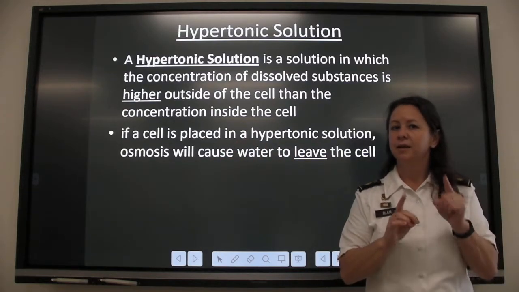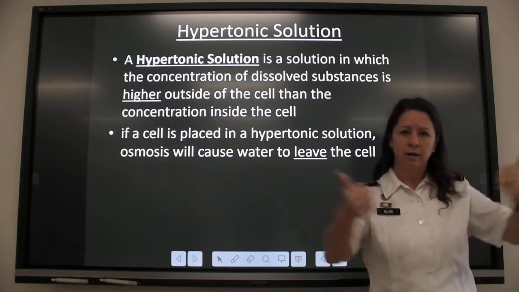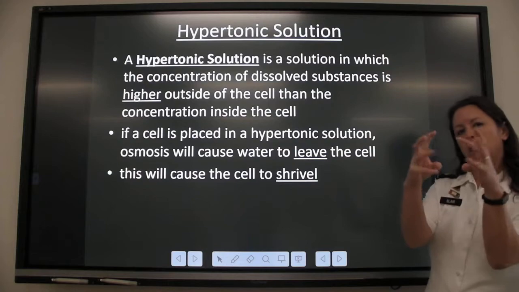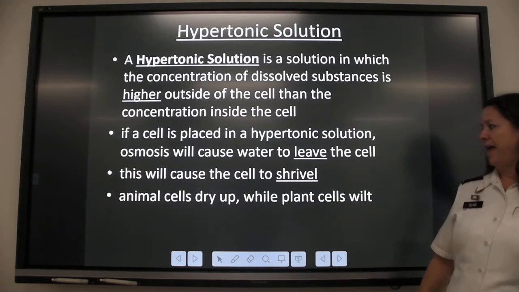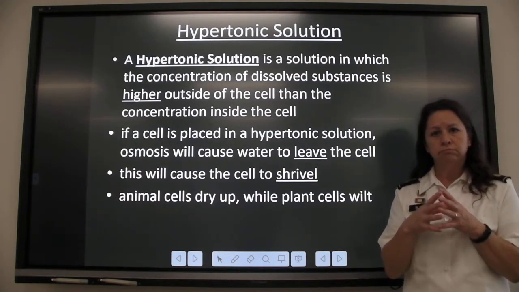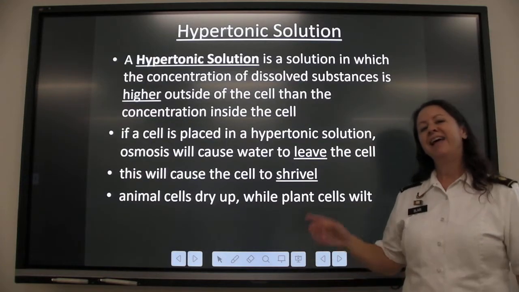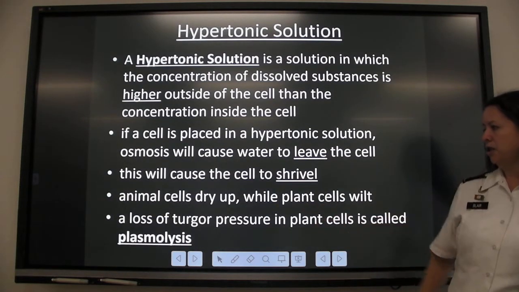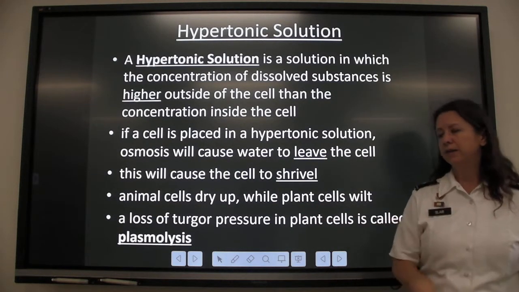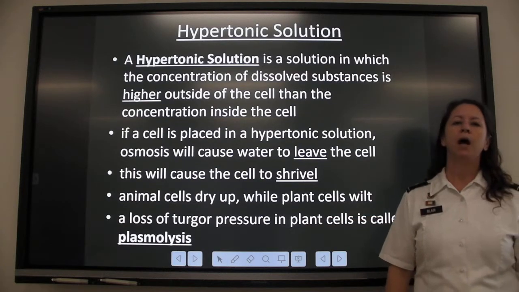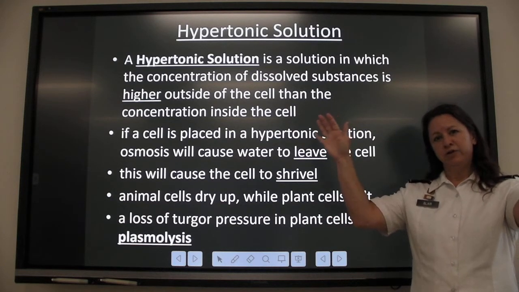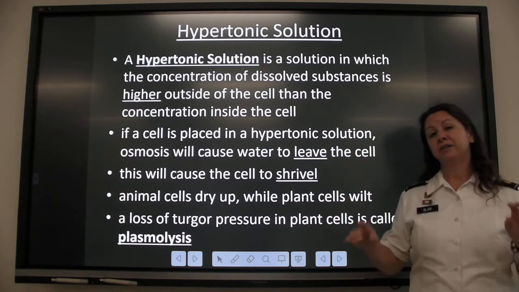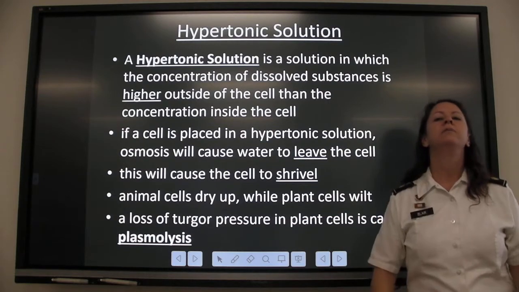Remember, water doesn't like a crowd. More water on the inside, it's going to go out. All right? So this will cause the cell to shrivel up. Animal cells literally dry up like a raisin, and plant cells wilt. A loss of turgor pressure in a plant cell is called plasmolysis. So when you see your plants that used to be all nice and perky because you gave them enough water, they wilt. That's because their cells have undergone plasmolysis.